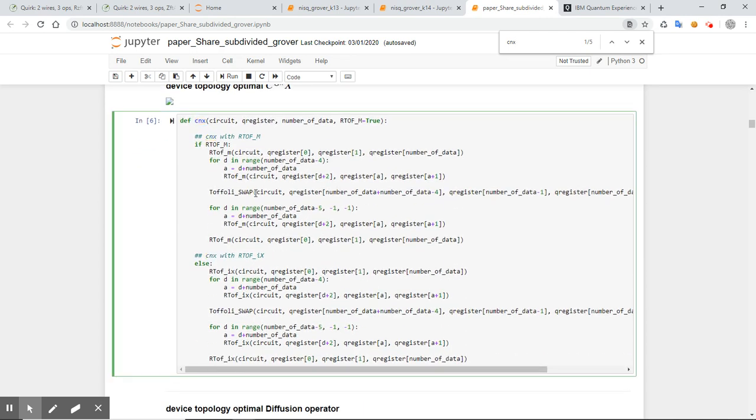So they do RTOF M, then they do 4D in range, and then they just iterate over that and apply the RTOF M. Then they apply a Toffoli swap at the end, and then they apply another RTOF M here. Sorry, here. Backwards, and then one last part of it.